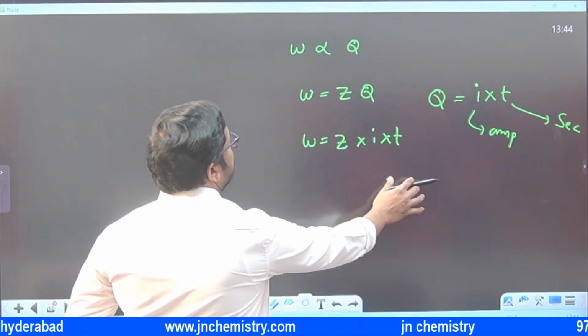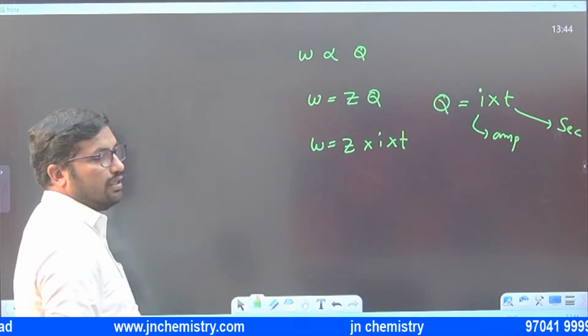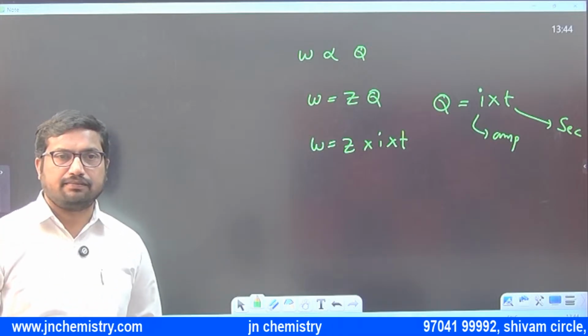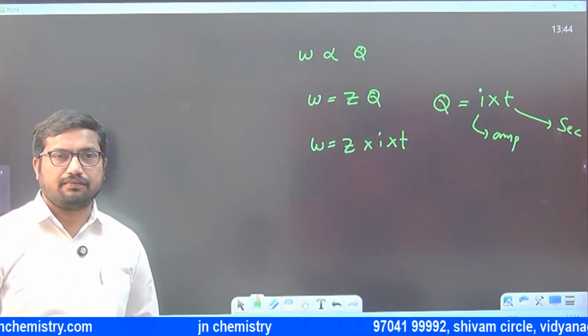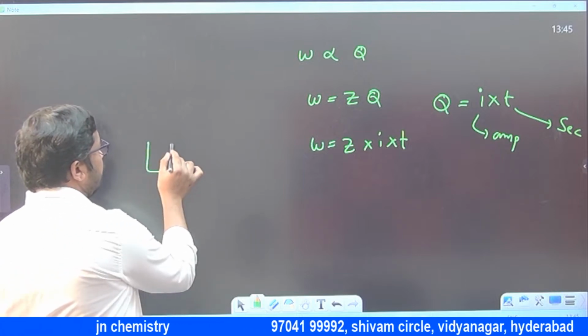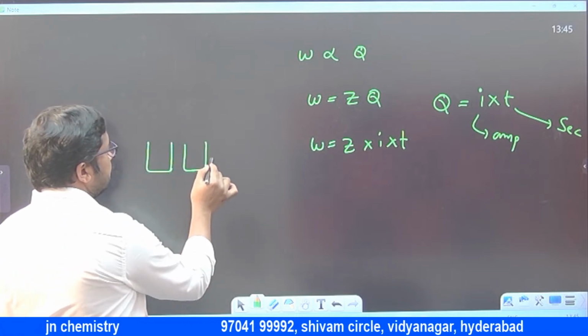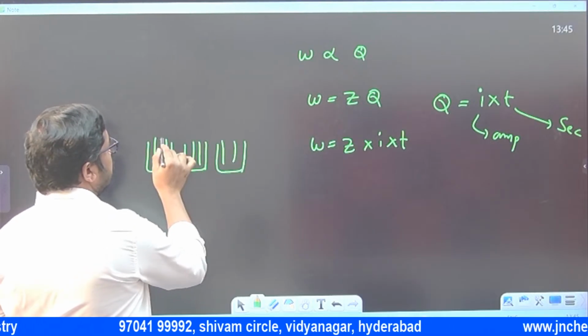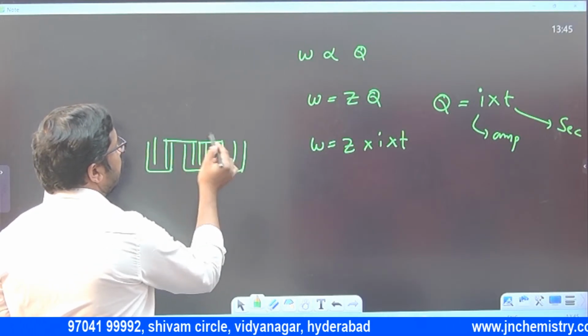This is Faraday's first law. So Faraday's second law means what? When cells are connected in series, we are taking different electrodes, right? Anode and cathode. The same current is passing.